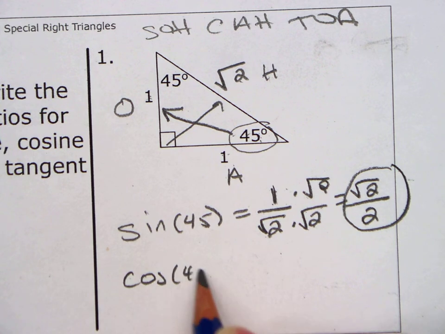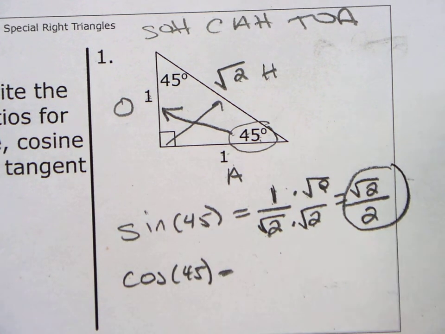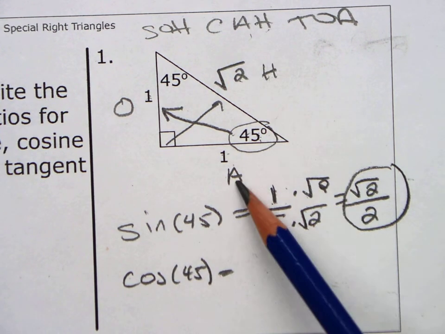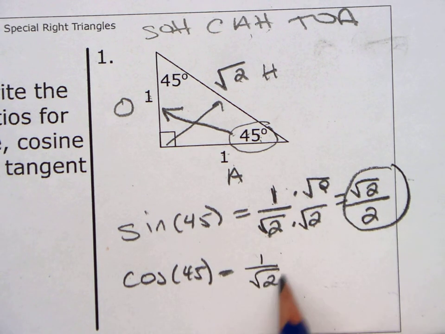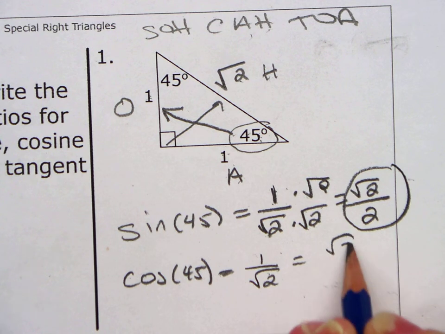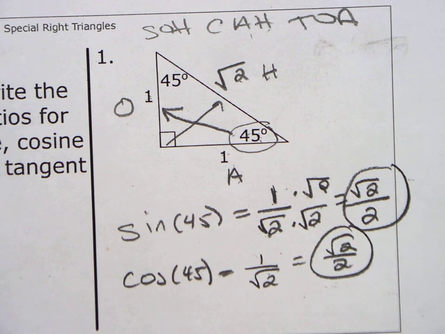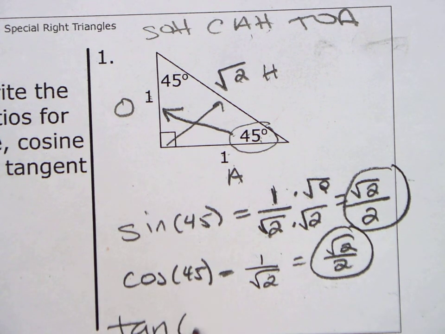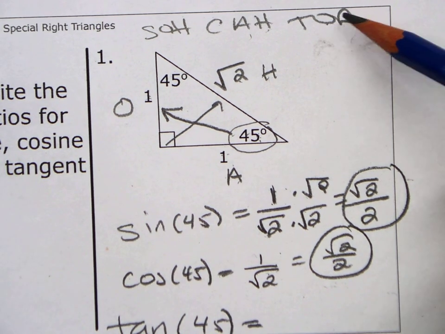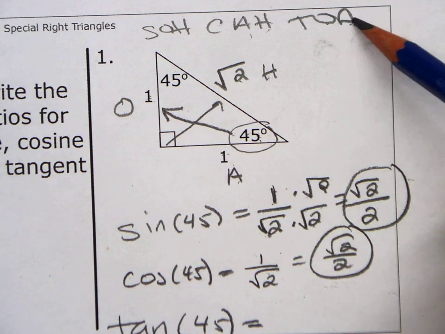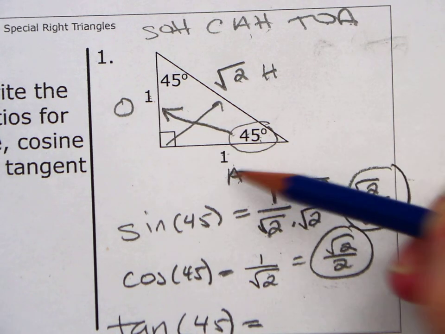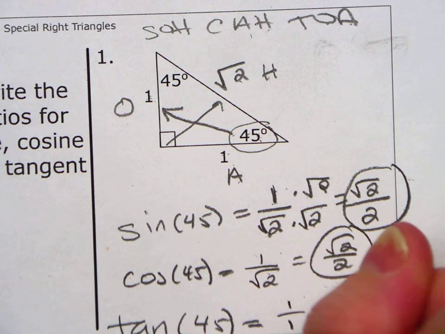Cosine of 45 is adjacent over hypotenuse. The adjacent is 1. The hypotenuse is radical 2, so you end up getting the same thing, radical 2 over 2. And tangent of 45. Tan is opposite over adjacent. Opposite is 1, adjacent is 1. So 1 over 1, which is just 1.